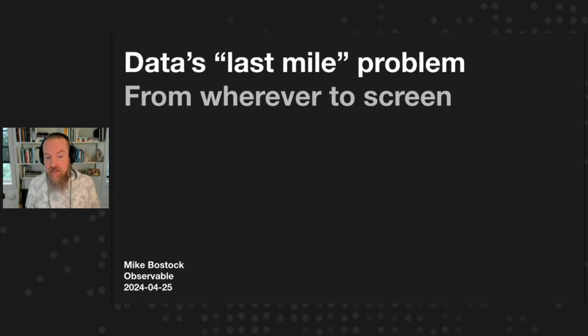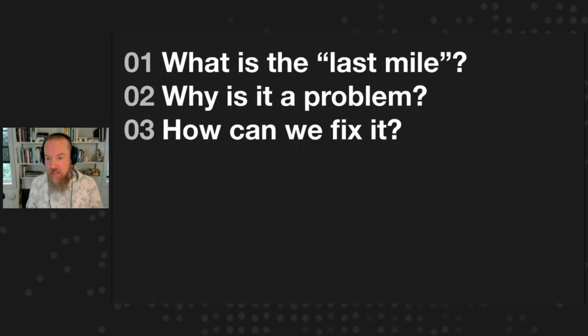So let's dive into this problem. Why is it hard to get data to the screen, and how can we make it easier? For this talk, first, I'd like to give a little more definition around this last mile concept. Then I'll talk about the practical impact of the last mile. Why does it matter if it's difficult to get data to the screen? And lastly, I want to share how we at Observable are addressing this problem with a new way of building data apps.